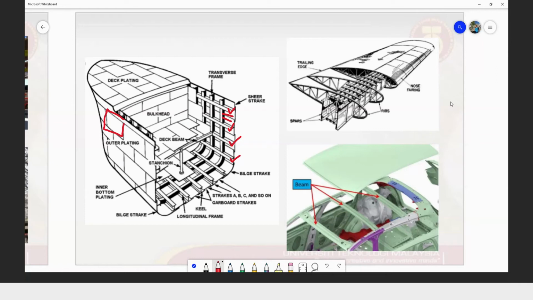So for the aircraft, if you are at UTM, at the Aero Lab up on the hill, there are 2 aircraft, actually 3. 2 fighter aircraft, Skyhawks, and then another one is a military transport aircraft, the Caribou. So if you go there, you can see the aircraft structure, where the beams are, where the stringers are used.